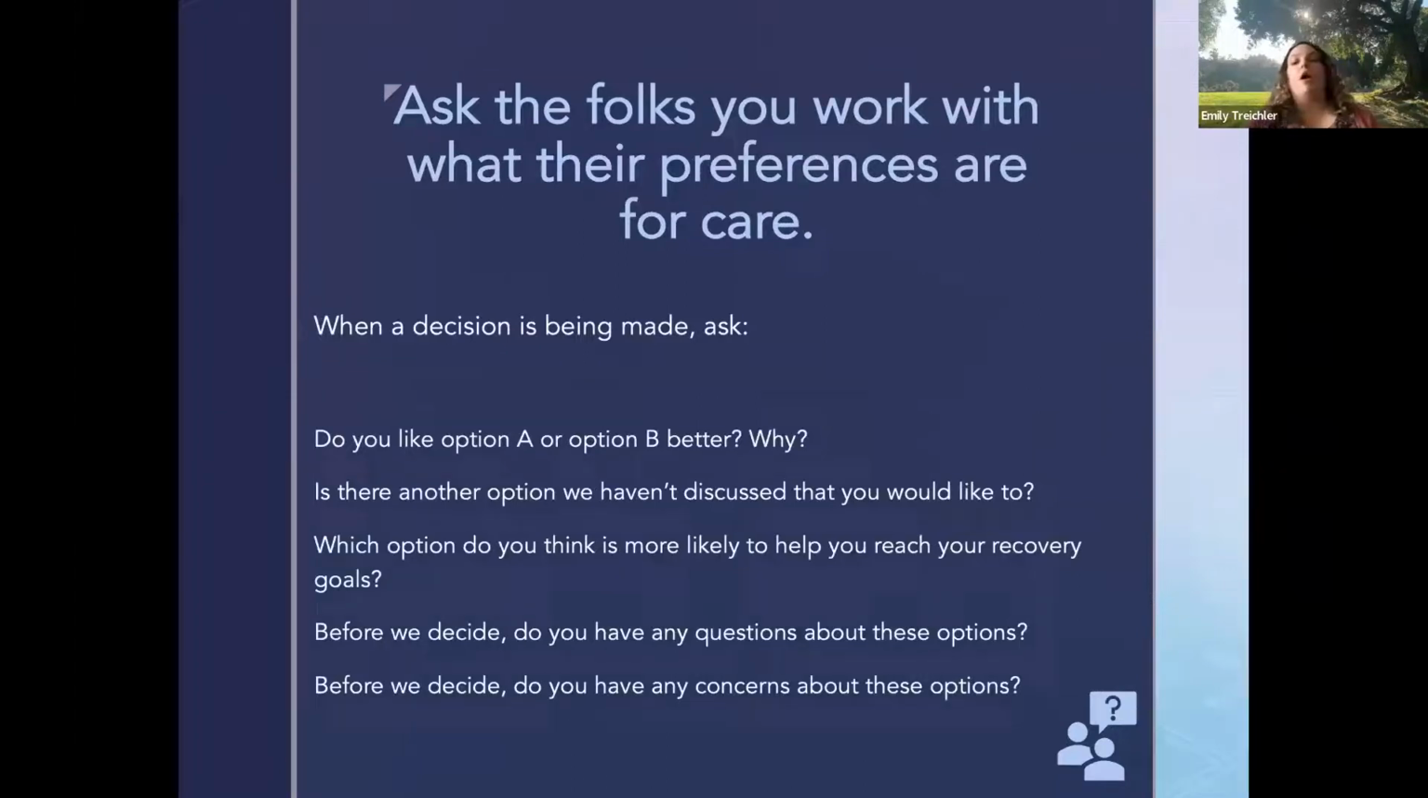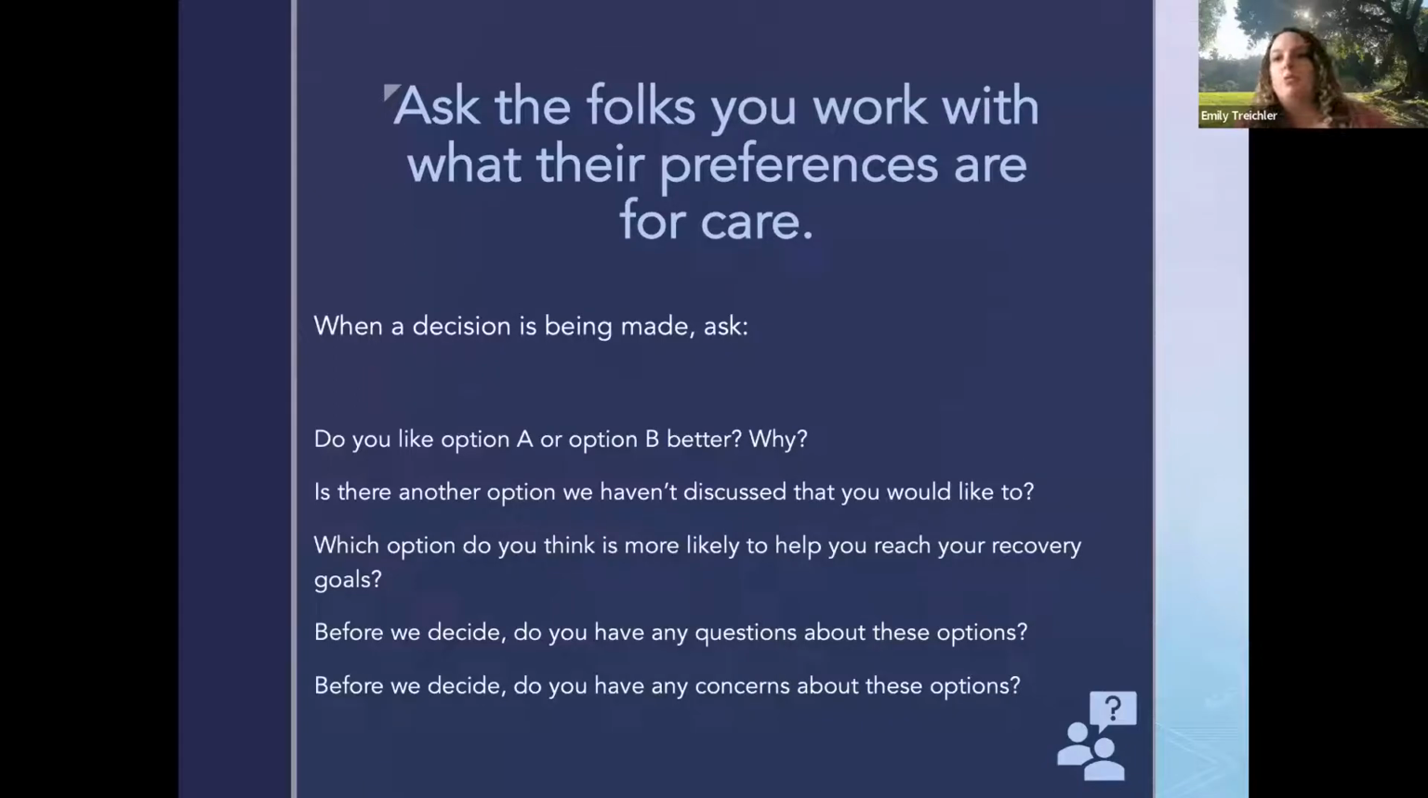So when you are making a decision, some of the questions that I like to ask are explicitly saying, do you like A or B better? I always like to ask why. Because that really gets at what is really important to them in terms of values, in terms of risks and benefits, because we both may pick option A. I may be thinking option A, they may say option A, but their reason for it could be super different than mine. And that helps me get to know them better and understand how they make decisions.